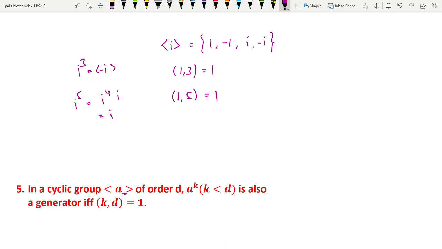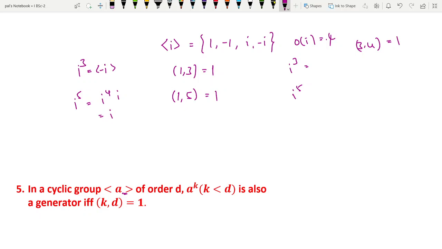ಸೊ ಅಥವಾ ಇನ್ನು ಬೇರೆ ತರ ಇದನ್ನ ಹೇಳೋದಾದ್ರೆ, what is the order of i? Order of i is 4. Okay, so if you take i to the power 3, is that 3 is relatively prime with 4? Yes, so ಹಾಗಾದ್ರೆ ಇದು ಕೂಡ ಜನರೇಟ್ ಆಗುತ್ತೆ. So i to the power 5, is that 5 is relatively prime, and the condition ಇದೆ, it should be less than d anta. Okay, so i to the power 3 is also the generator because 3 is relatively prime with 4. That means the GCD of 3 and 4 is 1.